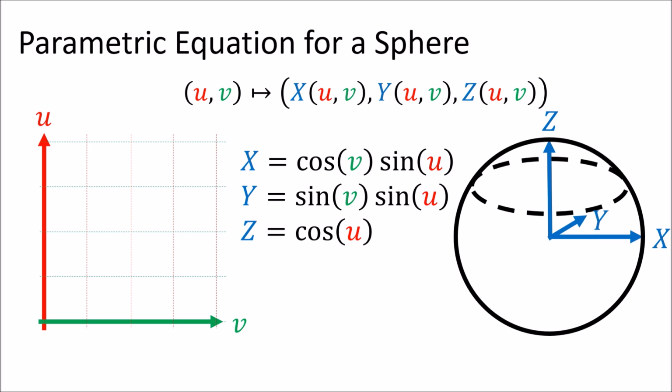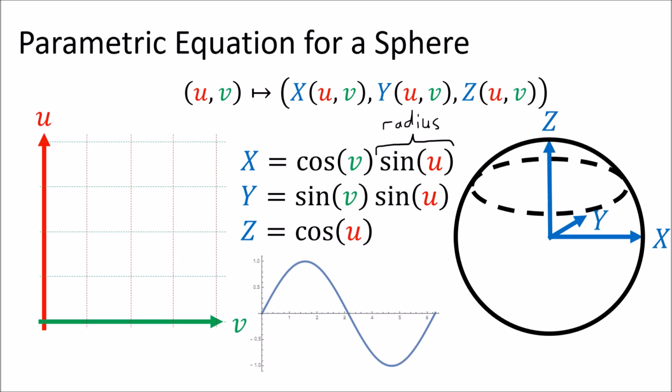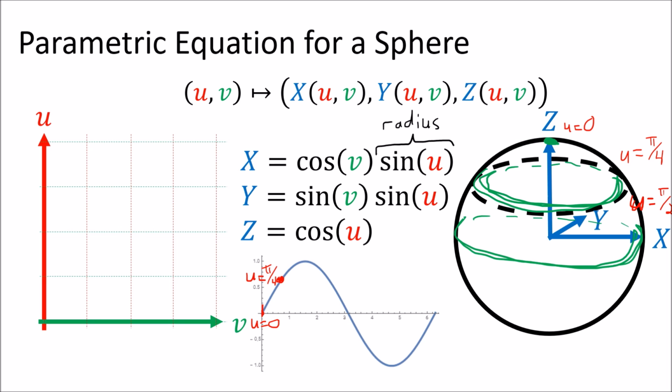You might think that the X and Y formulas look complicated, but remember, X is equal to cosine of V and Y is equal to sine of V are just the equations of a circle in the XY variables, right? You can think of these equations as just giving the equation of a circle whose radius is sine of U. Remember with the graph of sine of U, at U equals 0, which is at the North Pole, we have a circle of radius 0, so that's just a point. Then as U gets bigger, the radius gets bigger, until we get to the equator at U is equal to pi over 2, and then we shrink down again to a point at U equals pi.